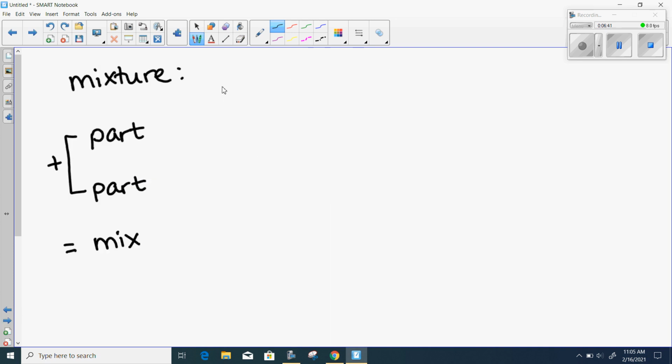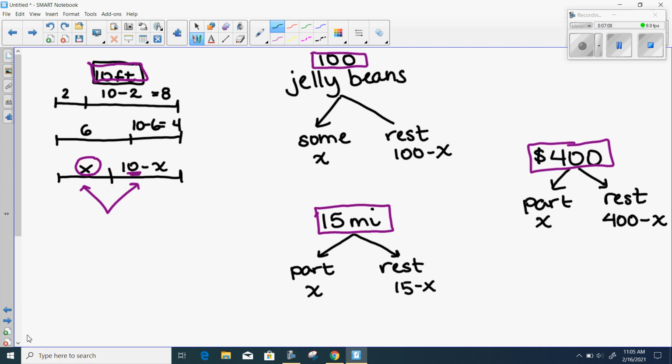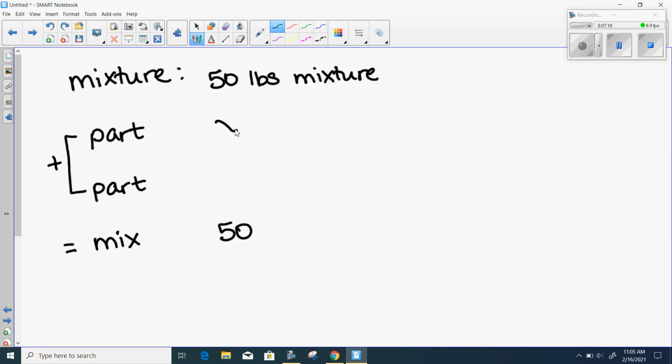So sometimes I know that I have a total of 50 pounds of my mixture. Maybe that's what I know. I know that I'm making 50 pounds of trail mix, or I'm making 50 pounds of whatever my mixture happens to be. So I know the grand total there. But I don't know how many of each ingredient I have. So I can split it into two pieces using this thought right here. Meaning one amount is X, and the other amount is the 50 pounds I started with minus X.